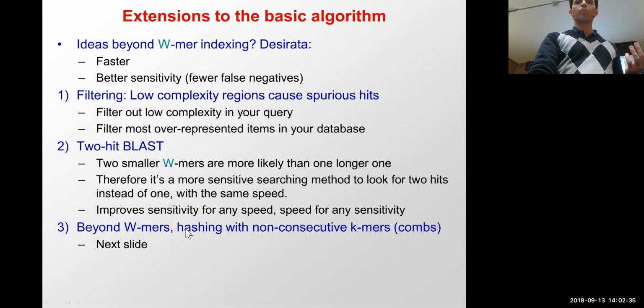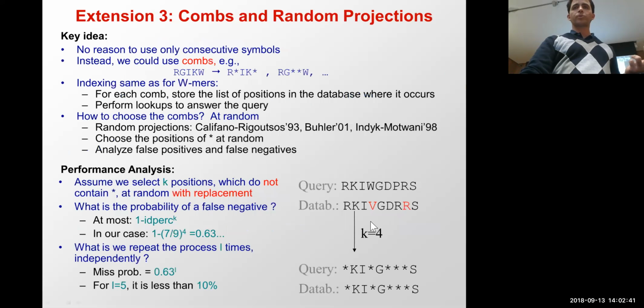And then beyond W-mers, I could actually hash with non-consecutive k-mers, known as combs. The key idea is, instead of searching for a 5-mer, I'm going to search for 3 out of 5. So I'm going to search for the first, the third, and the fourth character. The index is the same, only for each column we're storing the list of positions in the database where it occurs, and then we perform the lookups to answer the query. And then the question is how to choose the combs, and the best answer is actually at random. This is known as random projection.